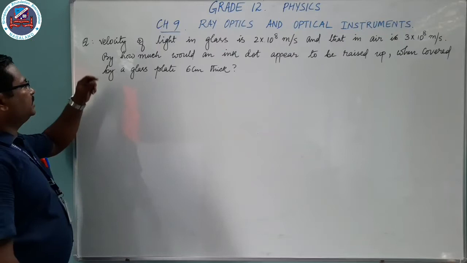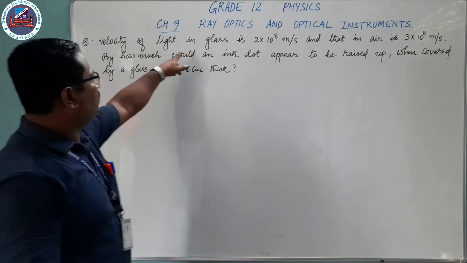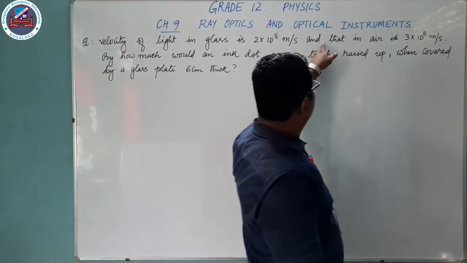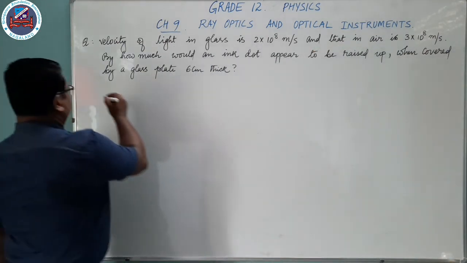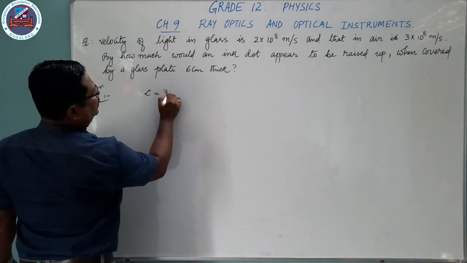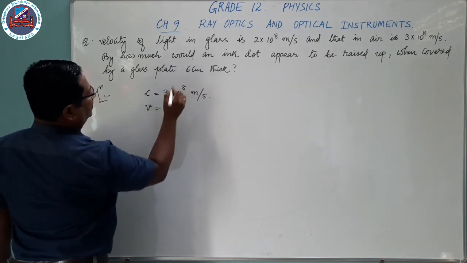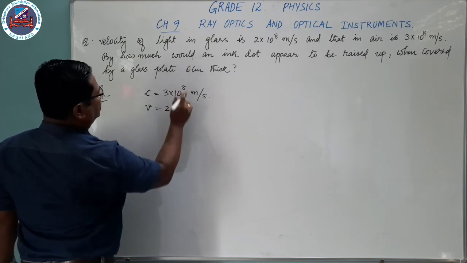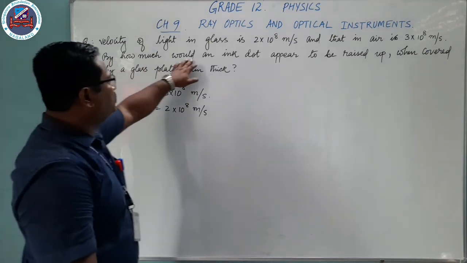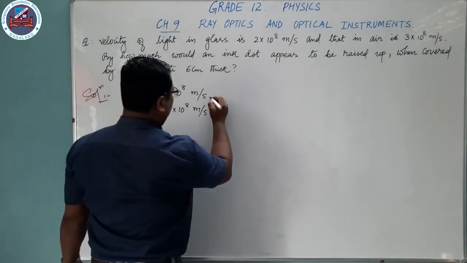Let us see one more question, a question on normal shift. Here is your question. Velocity of light in glass is 2 into 10 to the power 8 meter per second, and that in air, generally the speed of light in air and vacuum, we write as C, that is 3 into 10 to the power 8 meter per second. By how much would an ink dot appear to be raised up? They are asking you to find out the normal shift.